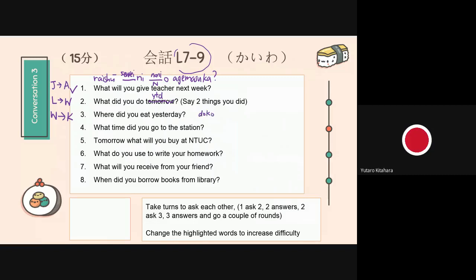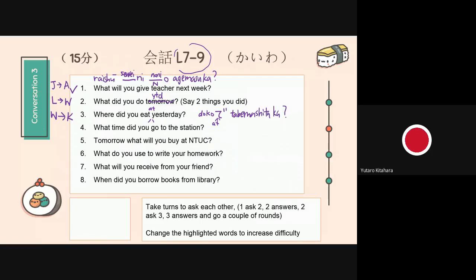Doko de? At where? Where do you eat at? Correct, must be de, because your verb is eat. Your verb is a physical action. Doko de tabemashita ka? Where do you eat at? So Kali, you can slowly type first.